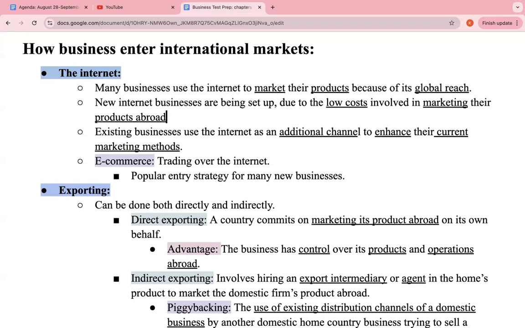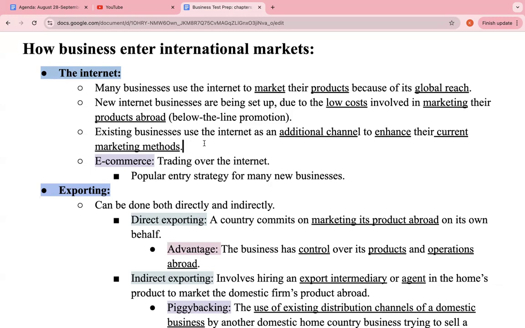This is below the line promotion because it's really easy and many people can access it. It's not costly for the firm because marketing is a cost and it really depends on the firm's budget. Existing businesses use the internet as an additional channel to enhance their current marketing methods. The business may be doing well using above the line promotion, but at the same time it might take advantage of the internet as well.